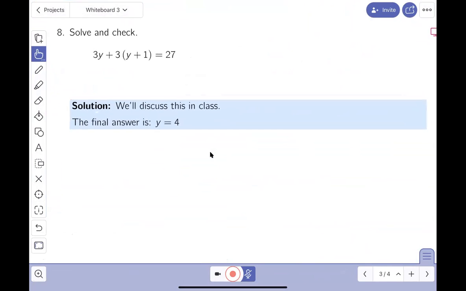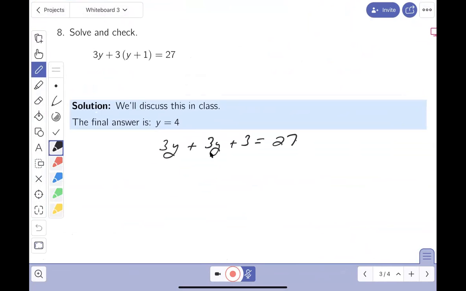So what's the first step? The first step is to simplify the side now because there's something that can be done. So I'll write that down for you. So it's 3y plus, I'm going to remove the grouping symbol by using the distributive property of multiplication. So the 3 distributes across the y and the 1. Okay, I'm combining like terms. You get 6y plus 3 equals 27. So I'm done with the simplification.